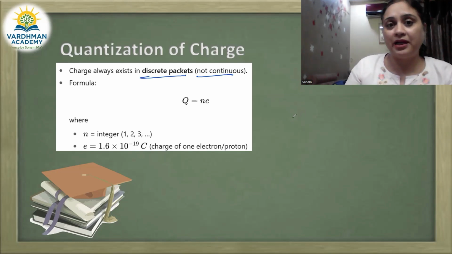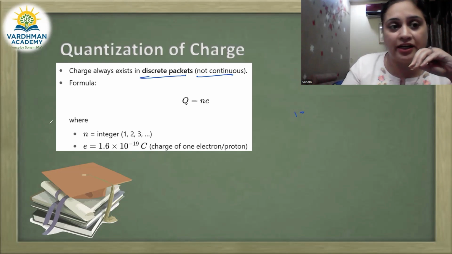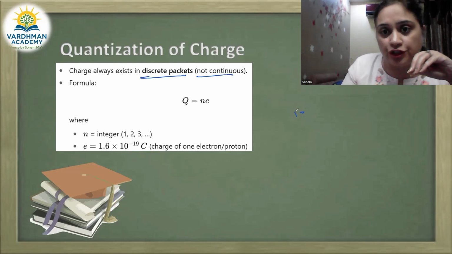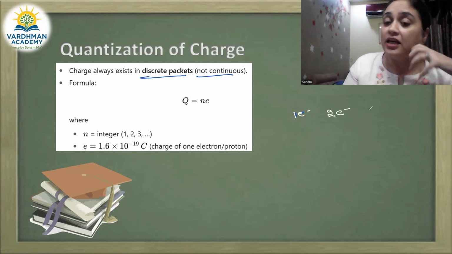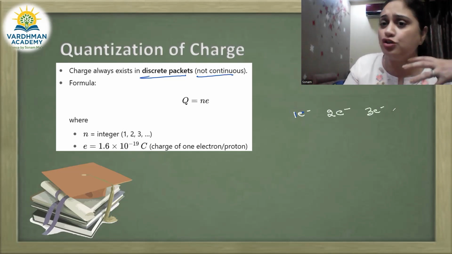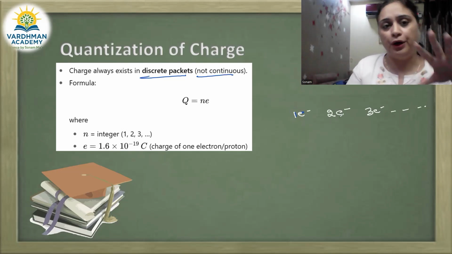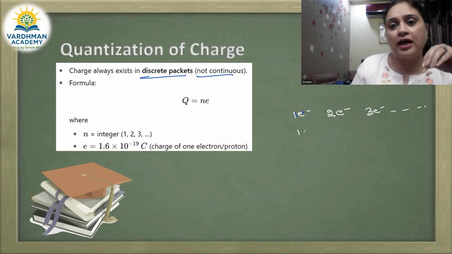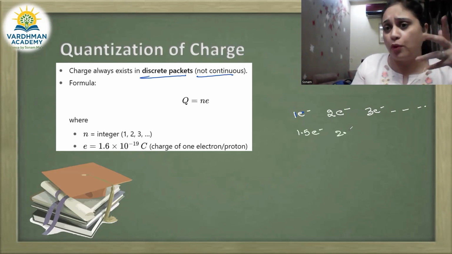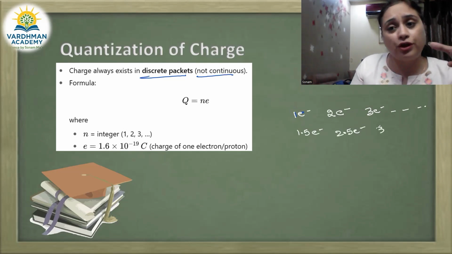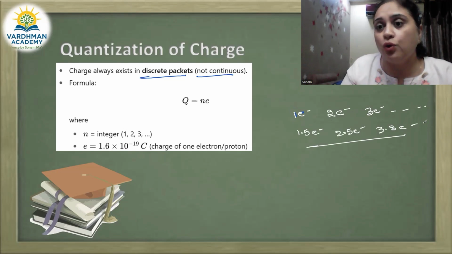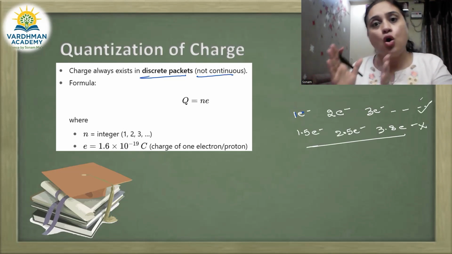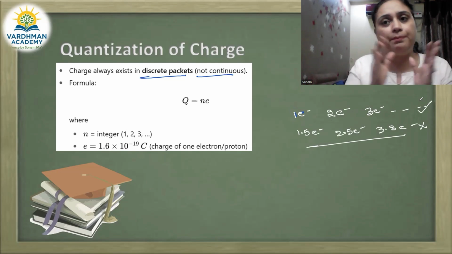So how will you get charges? You will get a charge like this: this has 1 electron charge, or this packet has 2 electrons, or this packet has 3 electrons, and so on, always as a whole number. You never get it as a packet having 1.5 electrons or 2.5 electrons or 3.8 electrons. So you will never get that. You always get a charge as a whole number, that is in discrete packets.